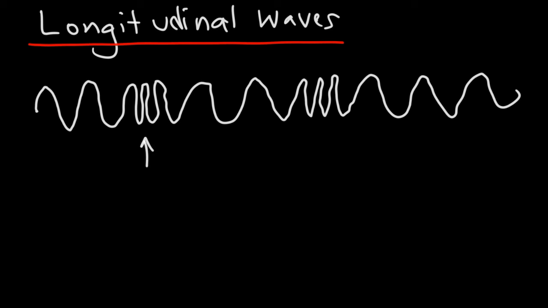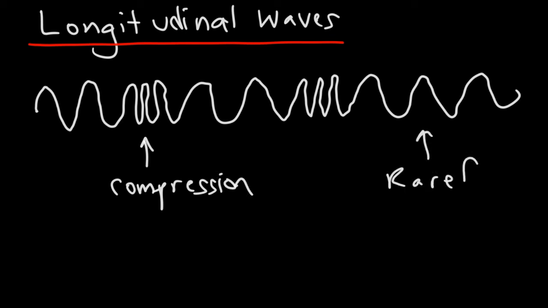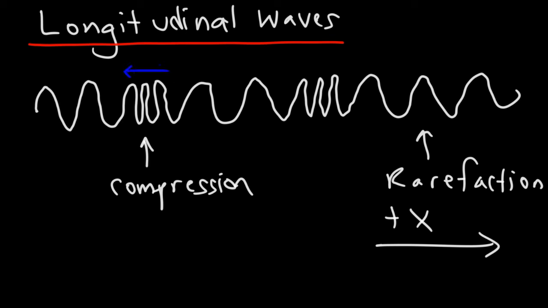So notice here we have a region of compression, and here the wave is expanded, sometimes known as a rarefaction. So the wave is moving in the positive x direction, but notice that the oscillations are not in the y direction. The oscillations are in the x direction. Here, this wave is being compressed in the x direction, and here it's expanded. So when you have these regions of compression and expansion, you're dealing with a longitudinal wave. The oscillations are in the same direction as the direction of the wave itself.